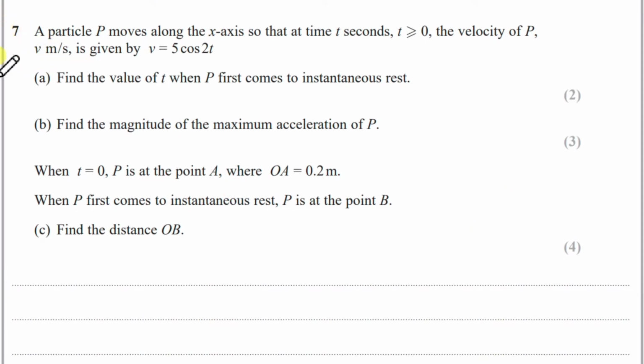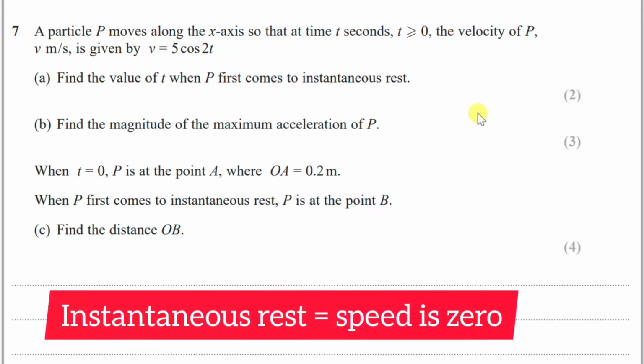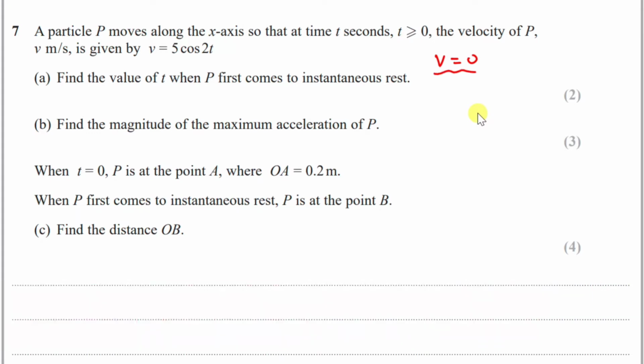Let's have a look at what we have here. A particle P moves along the x-axis so that at time t seconds, where time is always positive, the velocity of P, given by v meters per second, is 5 cos 2t. So that's an expression for speed, or velocity. Find the value of t when P first comes to instantaneous rest. So instantaneous rest just means when the speed is 0. So in other words, let v equals 0. That basically means you're not moving anymore.